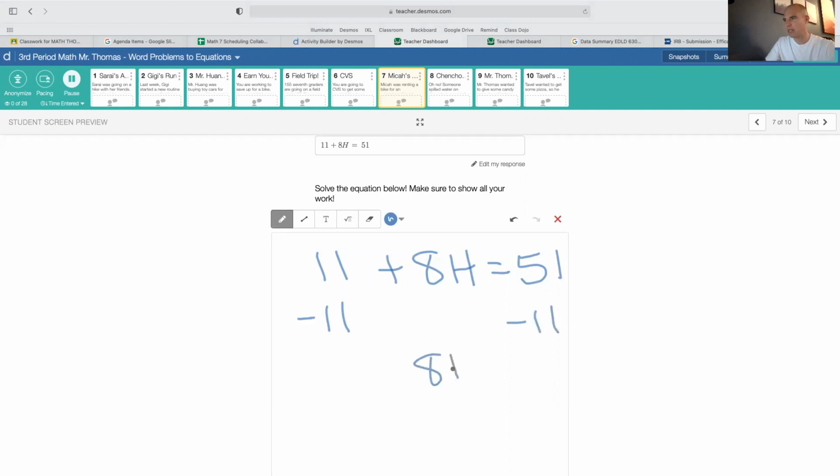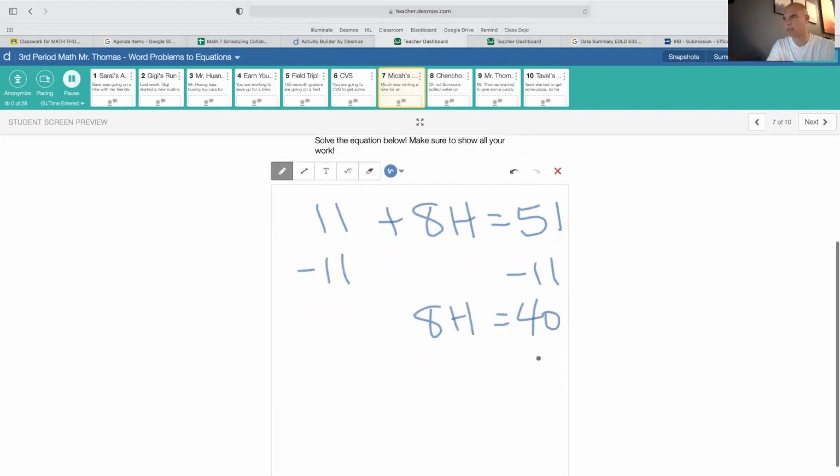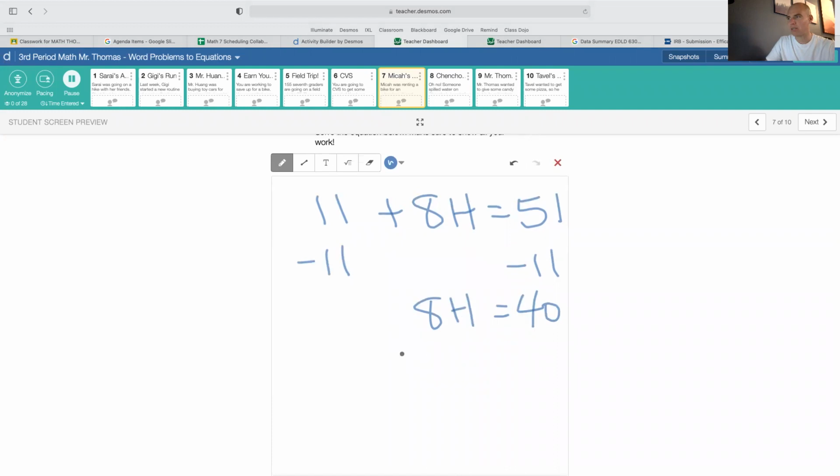And I get 8h equals 40, right? 51 minus 11 is 40. I'm going to divide both sides by 8. And I get h equals 5. So there's my solution.